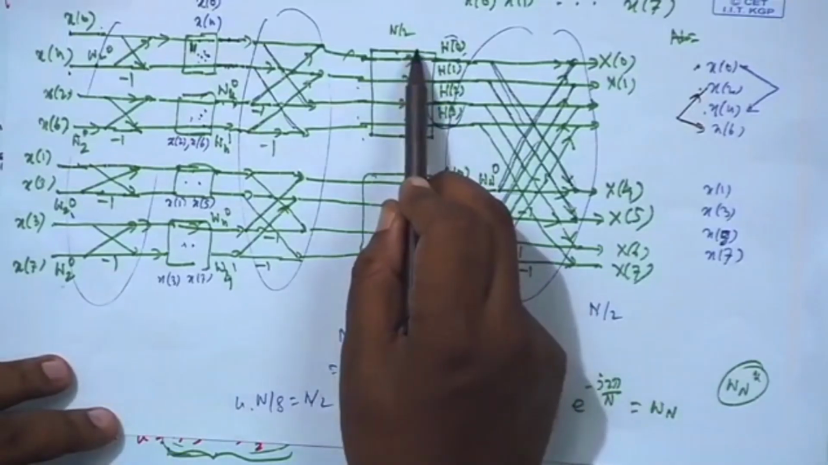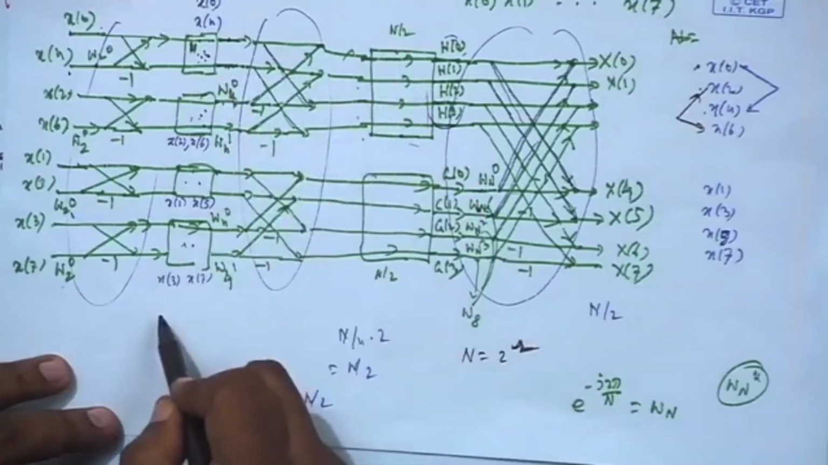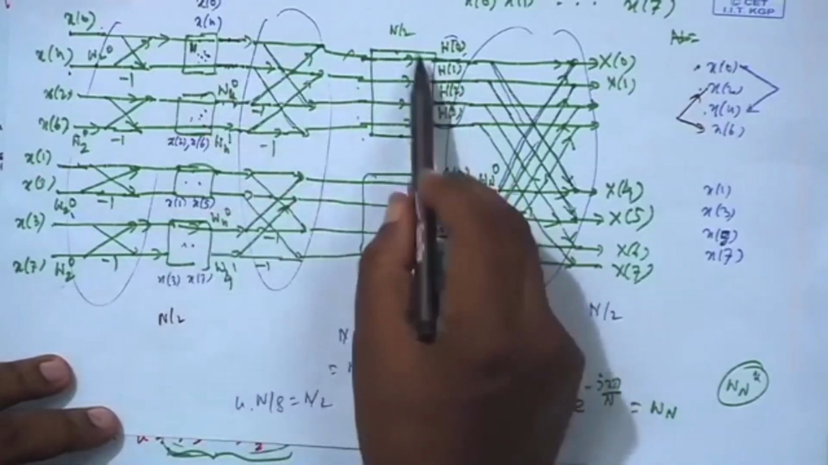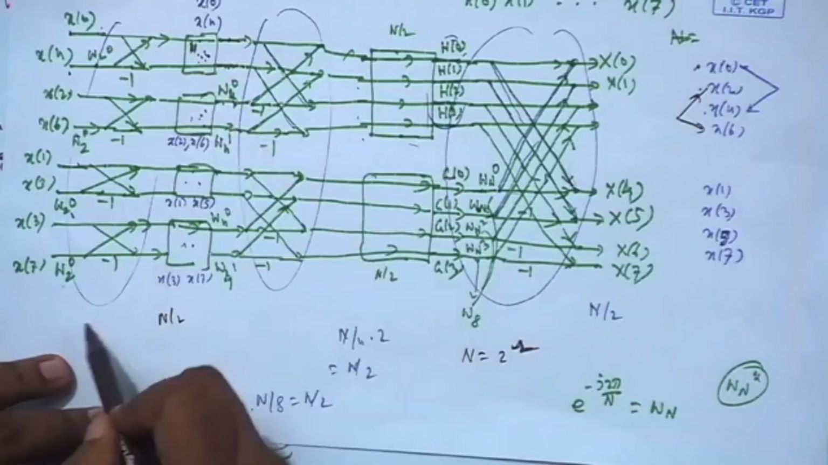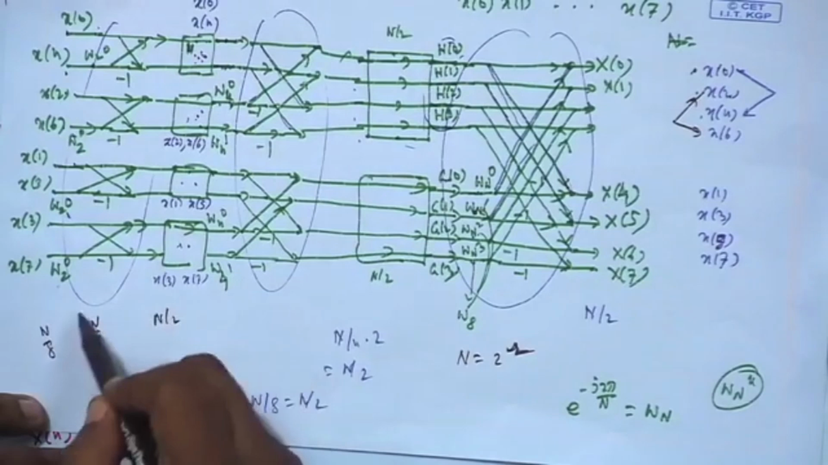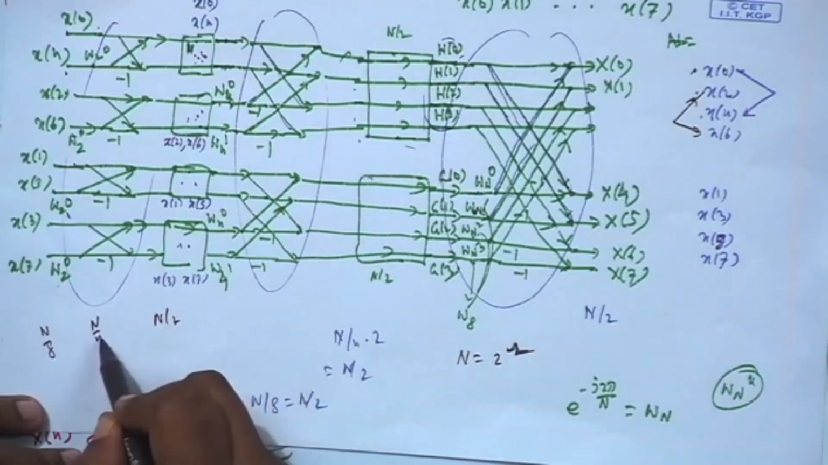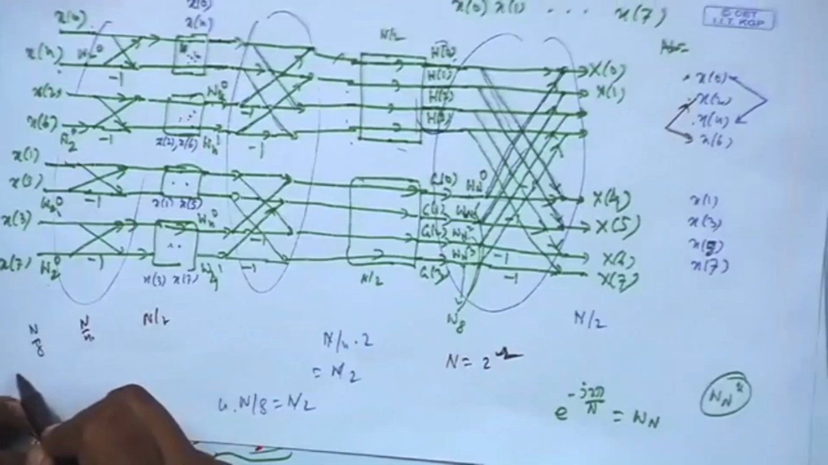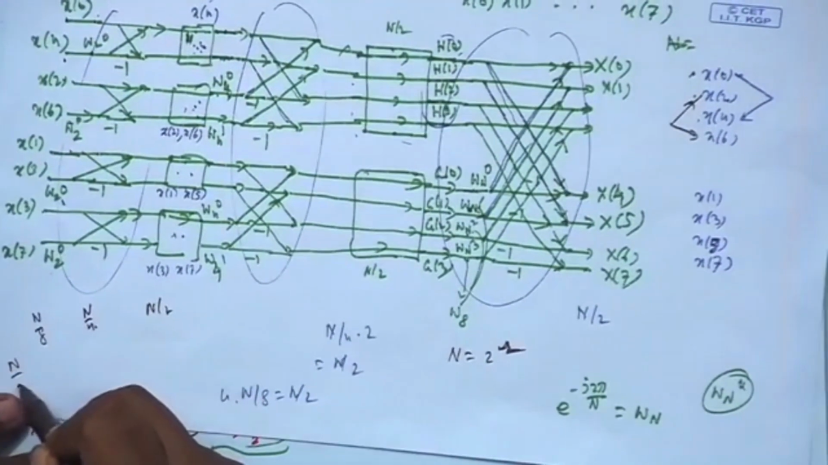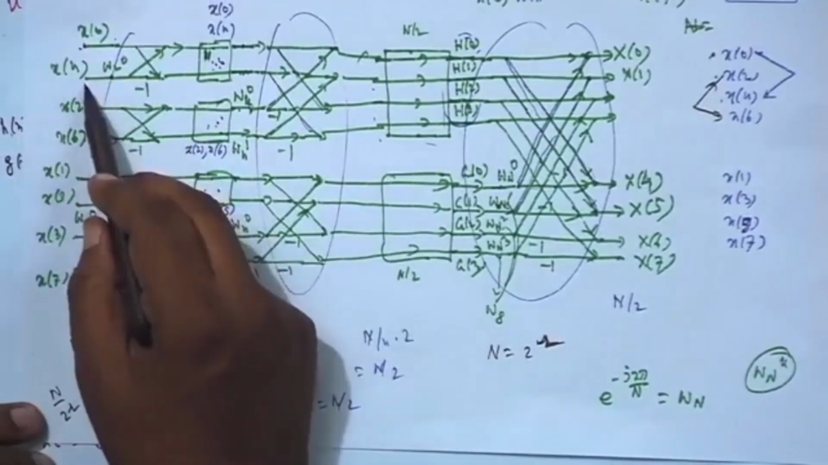Because n by 2, then n by 4, then n by 8. The basic block was n by 2, then I am dividing into n by 4, then n by 8. So, one stage, another stage, another stage. So, how many cases? It was 2 to the power 1, 2 to the power 2, 2 to the power 3, up to 2 to the power r, then only n by n is 1. So, I will get 1 point.